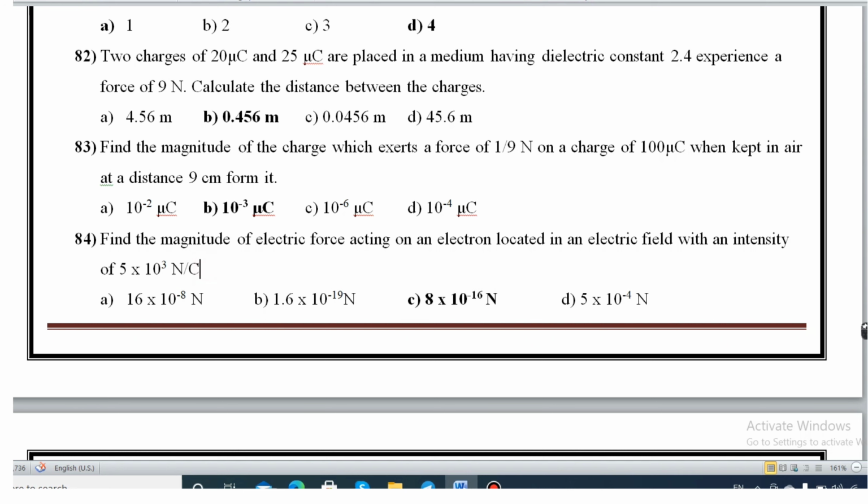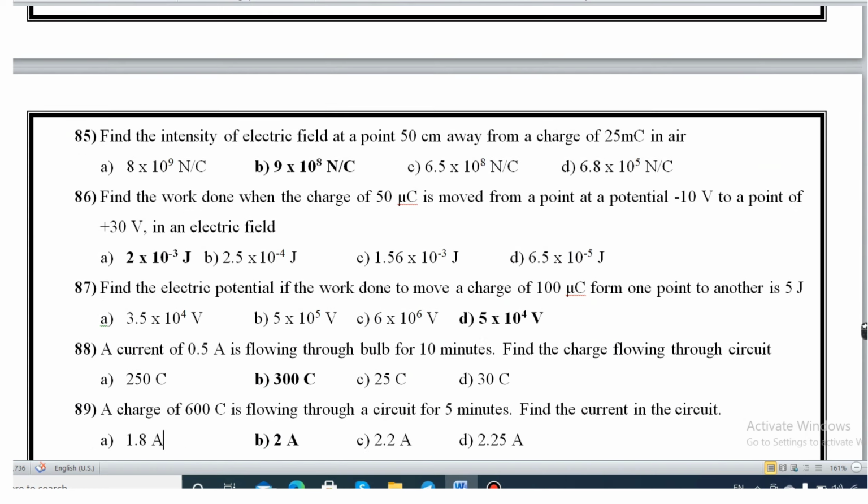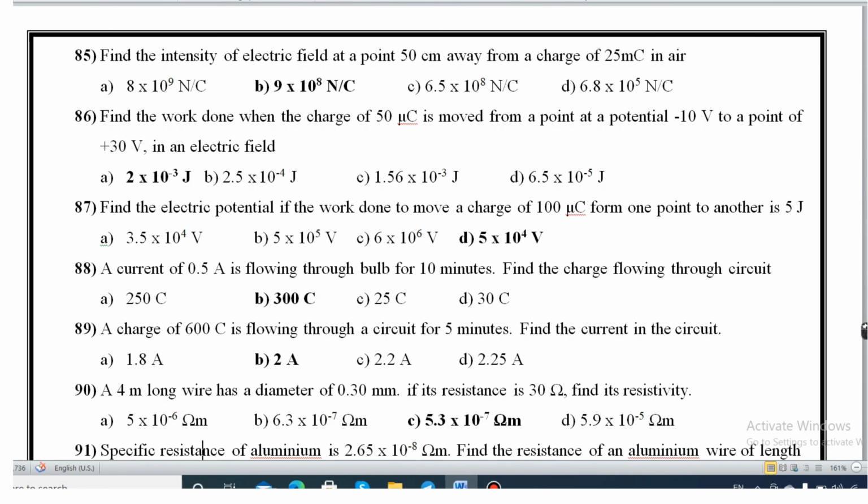Question number 84. Find the magnitude of electric force acting on an electron located in an electric field with an intensity of 5 into 10 raised to 3 Newton per coulomb. The magnitude of electric force is 8 into 10 raised to minus 16 Newton. Question number 85. Find the intensity of electric field at a point 50 centimeter away from a charge of 50 milli coulomb in air. The intensity of electric field is 9 into 10 raised to 8 Newton per coulomb.